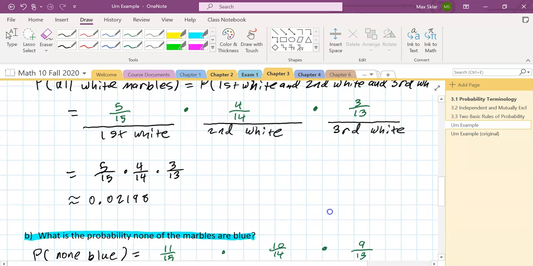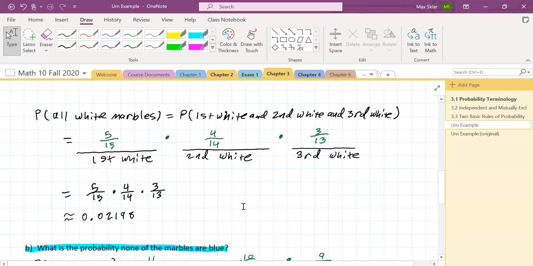One thing to notice is that I've set up this calculation where I've given myself space for each marble. We're going to draw 3 marbles, and I'm making a note to myself. I want the first marble to be white, I want the second marble to be white, and I want the third marble to be white. The probability that all the marbles are white occurs by systematically multiplying. First, I'm going to look at the probability that the first marble is white, and then I go down the progression.